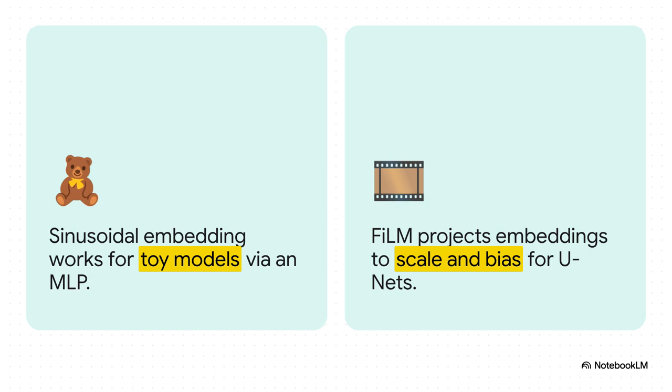Now, for basic toy models, you can use sinusoidal embeddings, basically sine and cosine waves, kind of like how transformers read positional data. But if you're building for production, you have to use FiLM conditioning. This technique takes that time embedding and projects it as a scale and bias across every single channel in your network, ensuring the model's behavior fundamentally shifts depending on how noisy the image actually is.